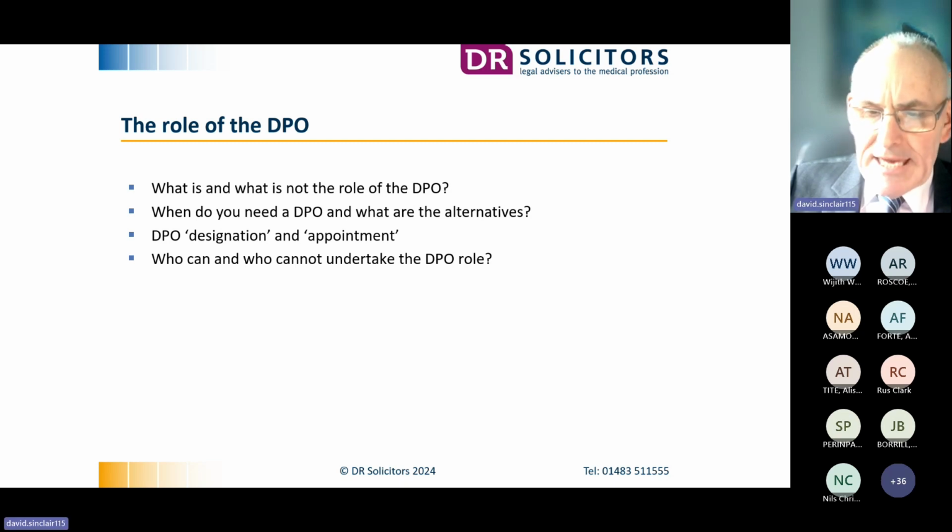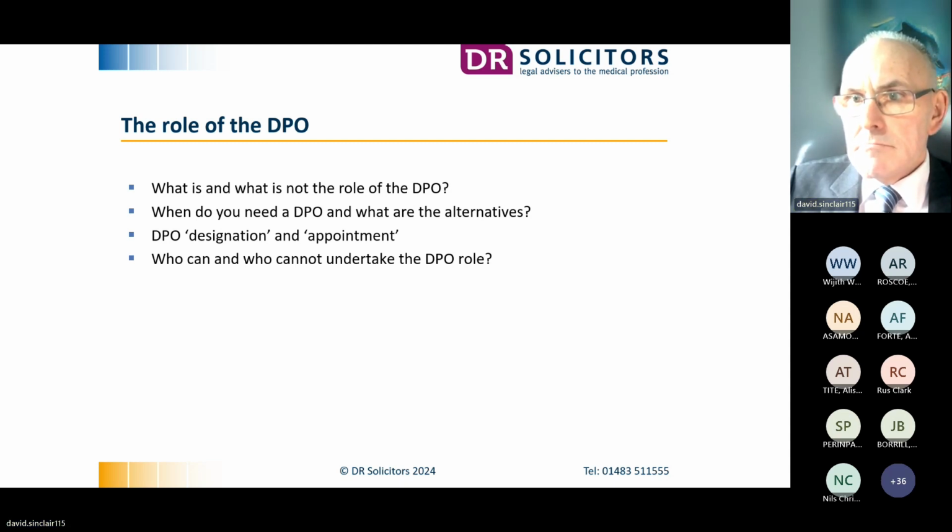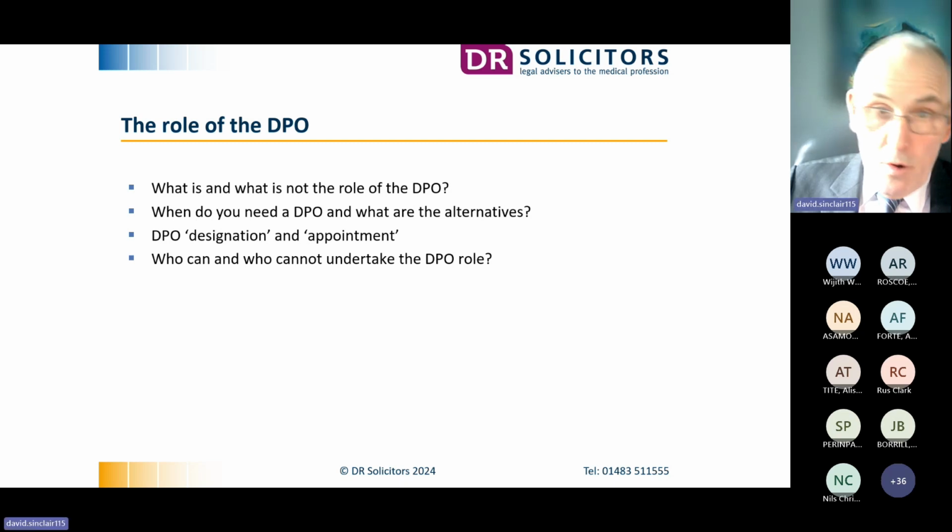And the issue is that it is the controller that's liable for any failures by the DPO. And that's quite important. The ICO, or indeed the data subject, will come after the controller, not the DPO. And therefore, properly appointing the DPO is extremely important.